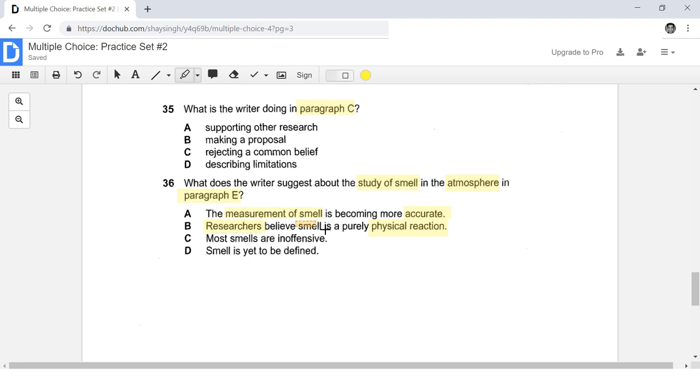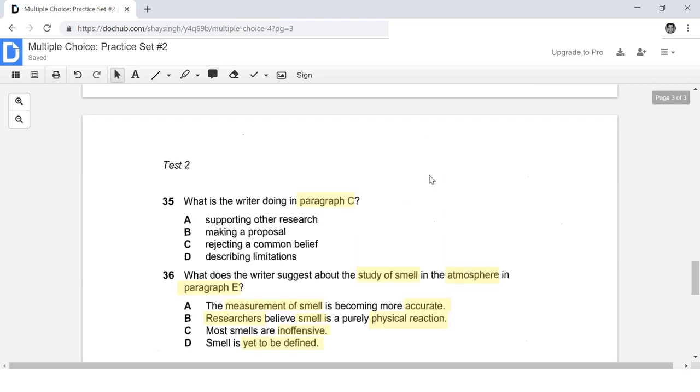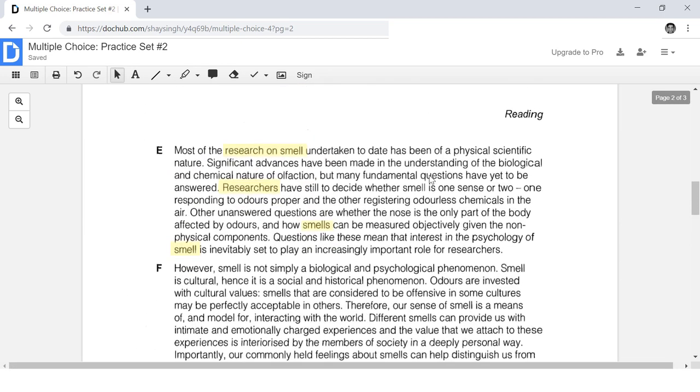Okay, something about researchers, something about smell. Most smells are inoffensive, and smell is yet to be defined. So these are the keywords that I want to look for in paragraph E, and I want to see which answer choice is going to be the best fit. Accurate physical reaction, measurement of smell, researchers, yet to be defined, inoffensive. Let's see if we can find those.